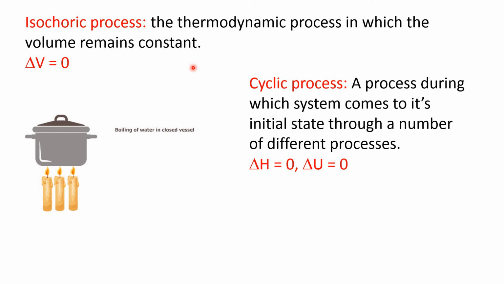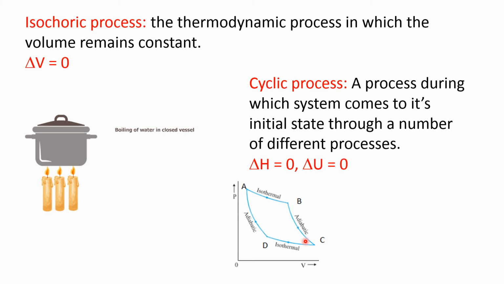Now coming to the last one, that is the cyclic process. In the cyclic process, the system comes back to the initial state through a number of different processes. So from whichever state it starts, it comes back to the same state. That means there is no change in any of the thermodynamic properties. No change in temperature because it is coming to the same state. No change in the pressure. No change in the total heat content or enthalpy, delta H is equal to 0. Delta U, the internal energy change, is also 0.